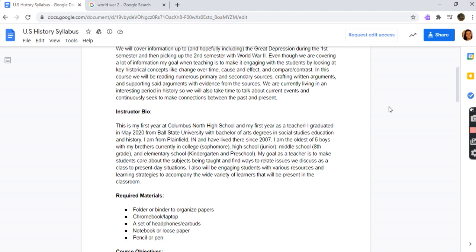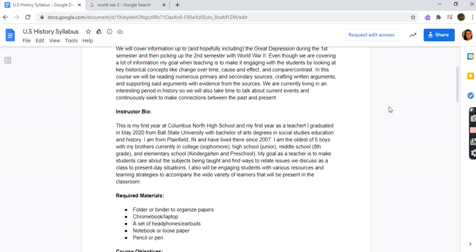Instructor bio. This is my first year at Columbus North High School and my first year as a teacher. I graduated in May 2020 from Ball State University with Bachelor of Arts degrees in Social Studies Education and History. I am from Plainfield, Indiana, and have lived there since 2007. I am the oldest of 5 boys, with my brothers currently in college, sophomore, high school, junior, middle school, 8th grade, and elementary school, kindergarten, and preschool.